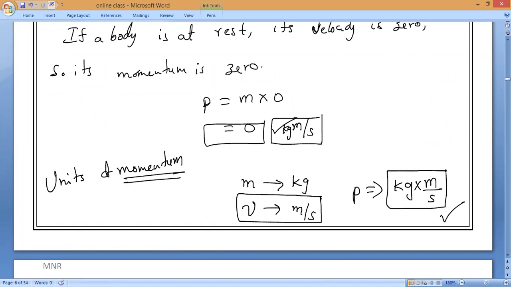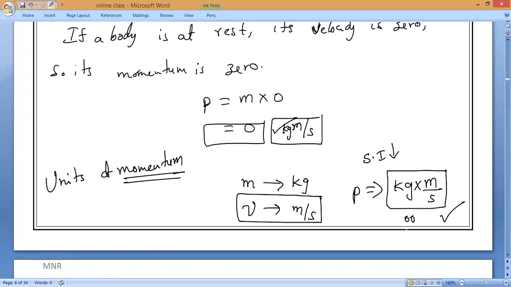Yes, everyone, that is what you have to remember. Any doubt? So what is the unit? Kilogram meter per second. Understanding? This is the SI unit of momentum: kilogram meter per second. Please note it down.